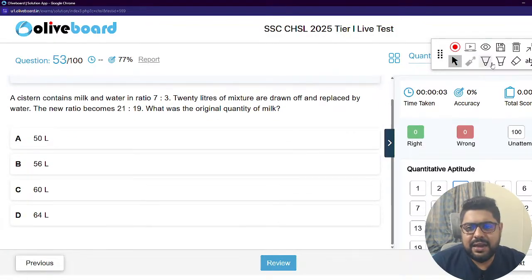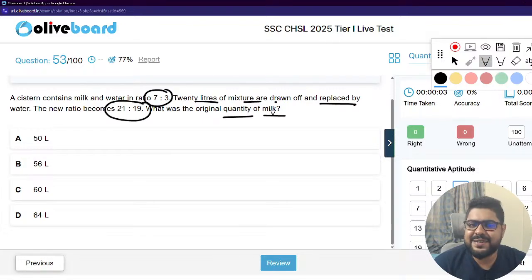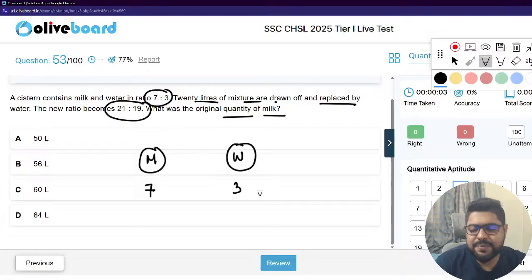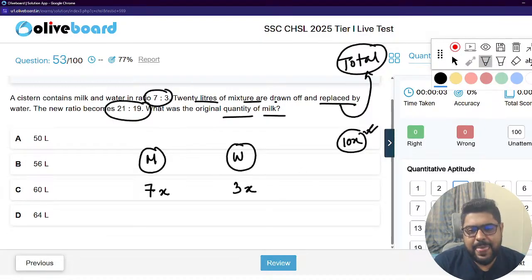A cistern contains milk and water in this ratio. 20 liters of milk is drawn off and replaced, and the ratio becomes this. I don't know the original quantity, but I know the milk to water ratio is 7:3. What remains constant in replacement? The total volume will always be the same. So if it was 7x and 3x, the total was 10x. Now, 20 liters of mixture was replaced.